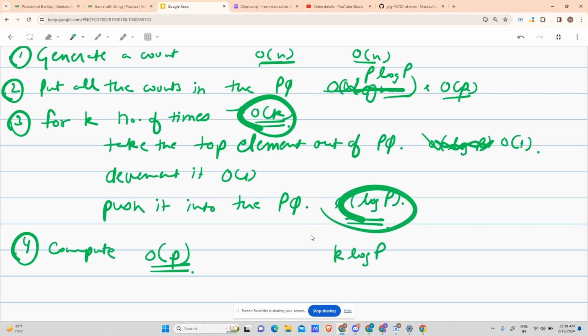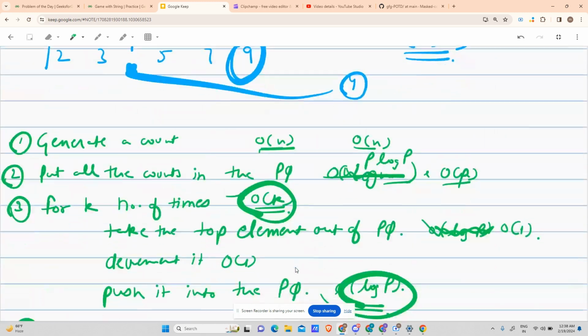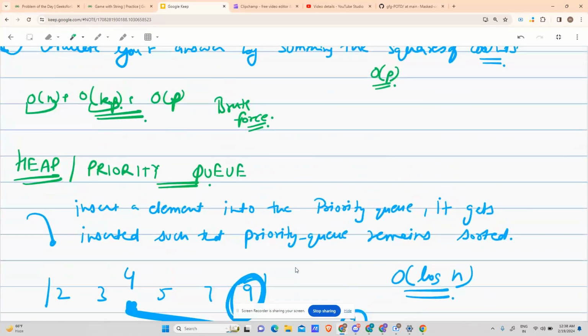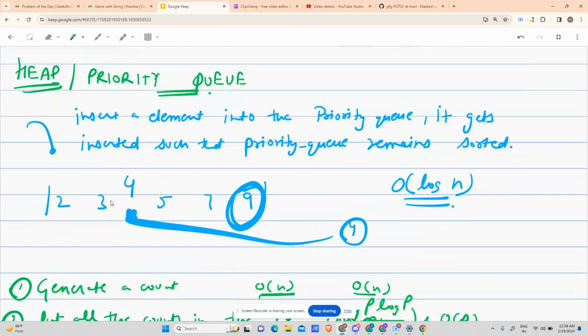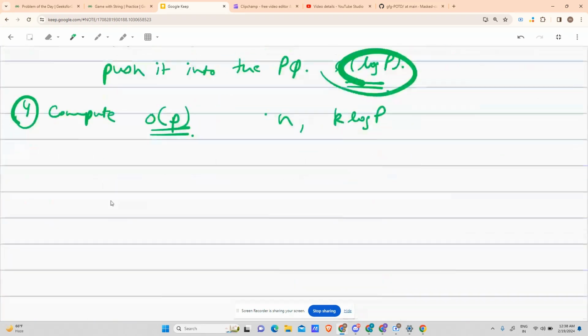And O of P, right? So it will be maximum of N or K log P, which is much better than what we discussed above, which was O of N with KP. P has converted to logarithmic. That is a huge advancement, right? So we have discussed the pseudocode, right?